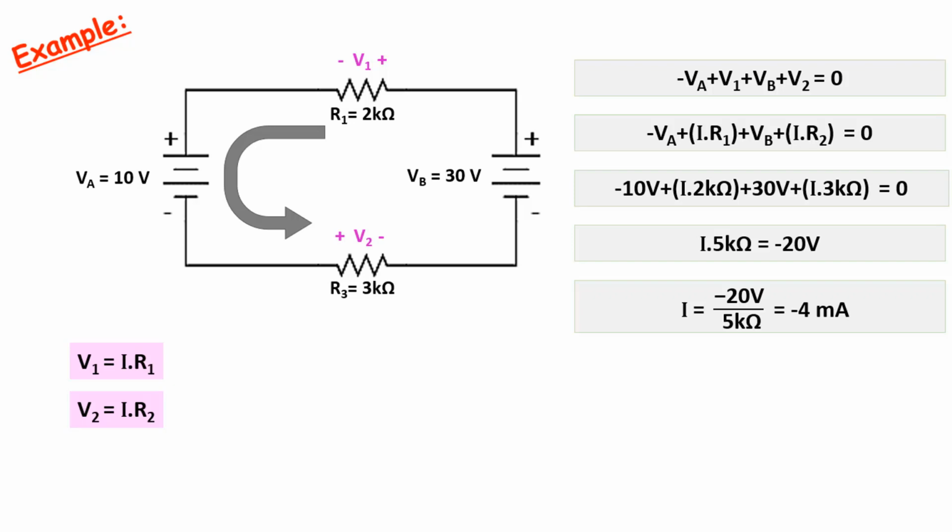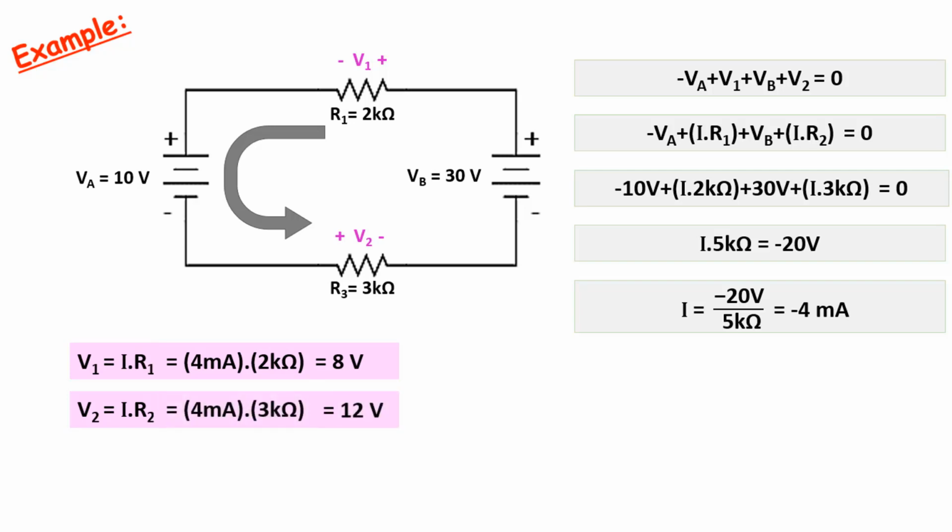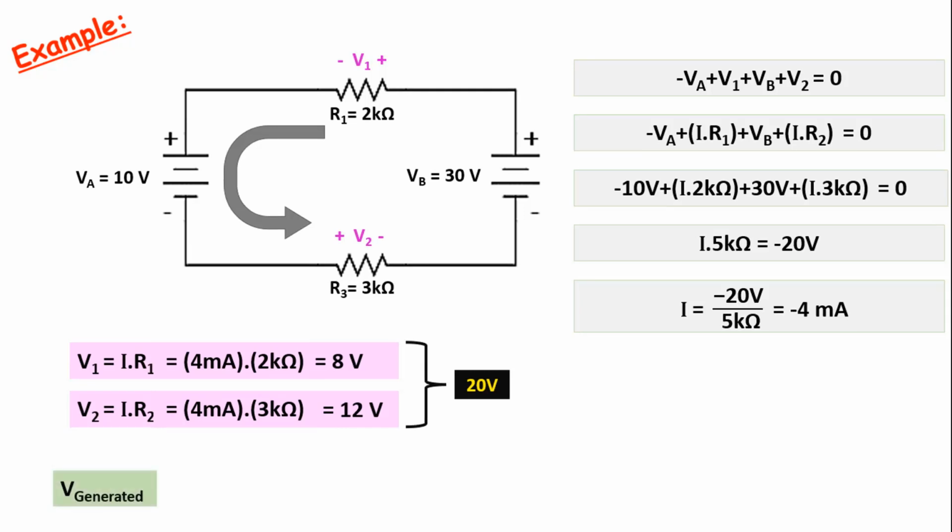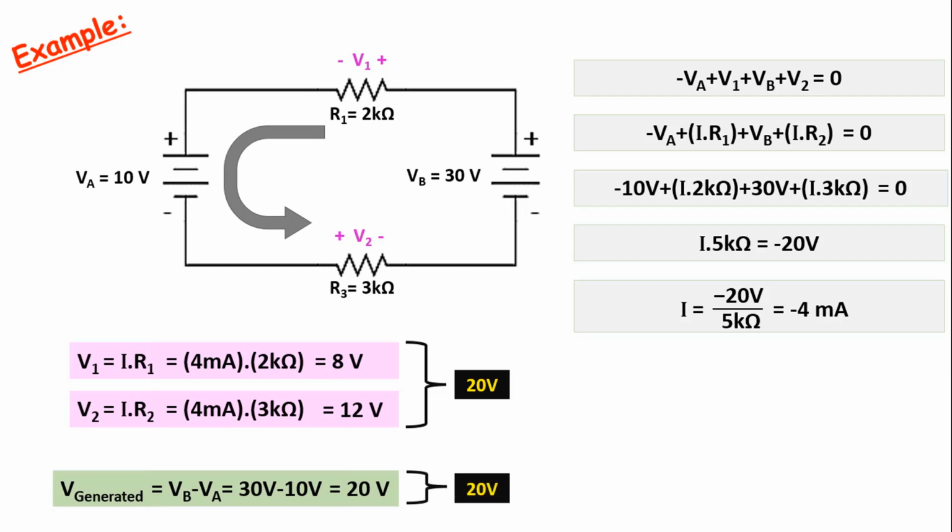Now we can find the voltage values on the resistors. V1 voltage will be 8 volts from 4 milliamps times 2 kiloohms. The voltage of V2 will be 12 volts from 4 milliamps times 3 kiloohms. Here we see that the sum of the voltages consumed on the resistors is 20 volts. So, is the generated voltage equal to 20 volts? Since the generated voltage is VB minus VA, it is also equal to 20 volts. The generated voltage was equal to the consumed voltage. In addition, the voltages of the resistors were directly proportional to the resistance values.